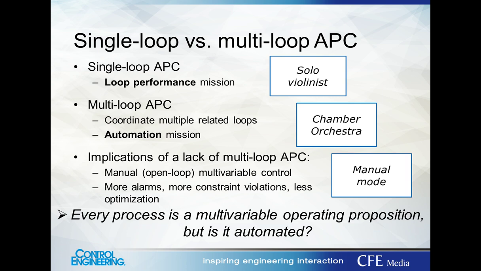There's an important difference between single-loop APC and multi-loop APC. Single-loop APC strives to improve single-loop performance of important loops. It is typically a loop performance mission. Techniques such as feed-forward or adaptive gain are used to improve performance of a single loop.